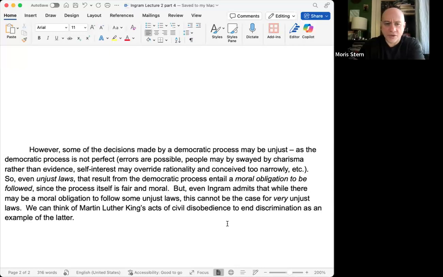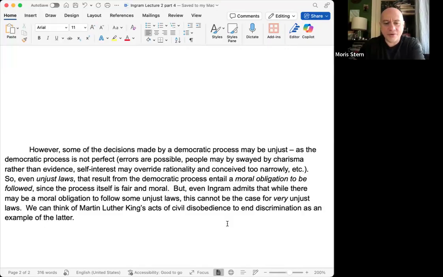Democracy is not perfect. So even unjust laws that result from the democratic process entail a moral obligation to be followed, since the process itself is fair and moral. Some serious obligation to be followed, but not an absolute obligation. Even Ingram admits that while there may be an obligation to follow some unjust laws, this cannot be the case for very unjust laws, as Ingram puts it.